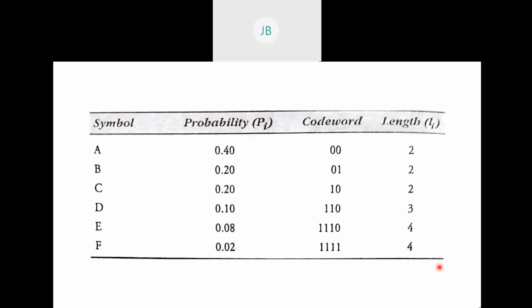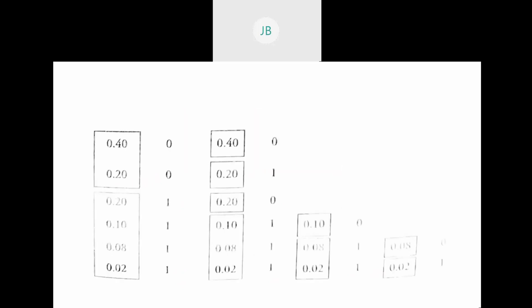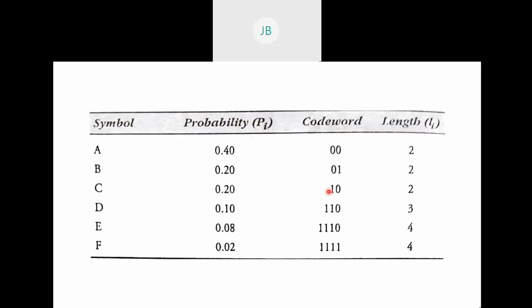So first one is 0, 0. The second one is 0, 1. Third one is 1, 0. Okay, so these are the code words that we just picked from the previous step. The last one is 1, 1, 1, 1. And the code word lengths we can easily compute here. There are 4 bits, that's why it's 4. There are 2 bits, that's why it's 2, and so on.